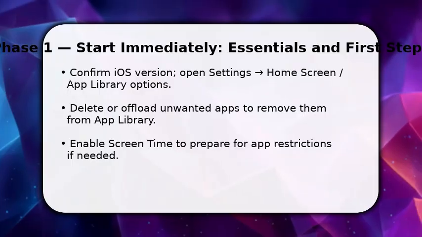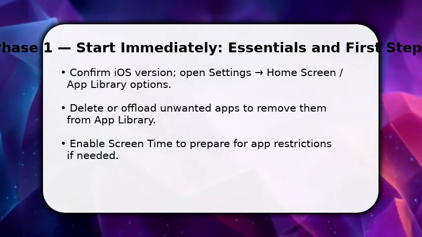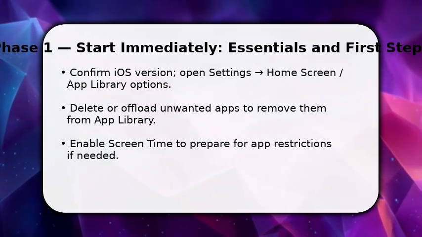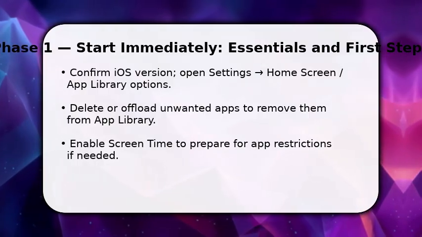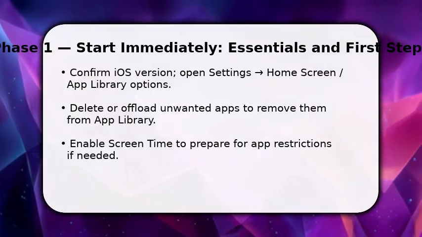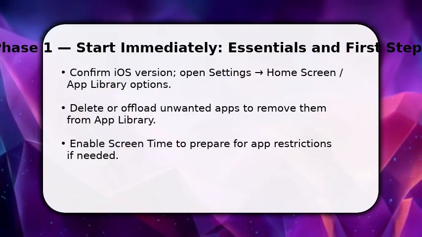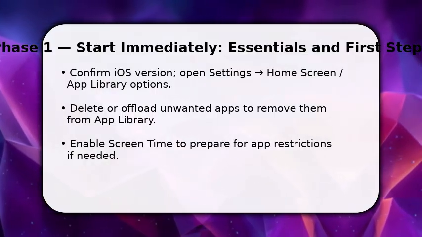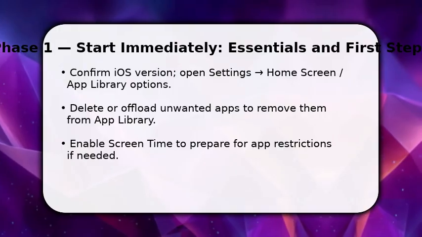You're starting by removing visibility at the source. Delete or offload apps you don't want listed. Once done, open Settings and confirm your iOS version and home screen/app library options. Make sure Screen Time is enabled. You'll use it shortly to hide system or restricted apps.